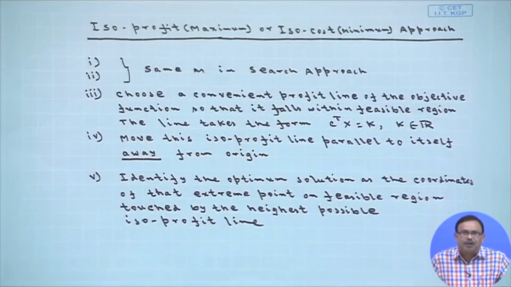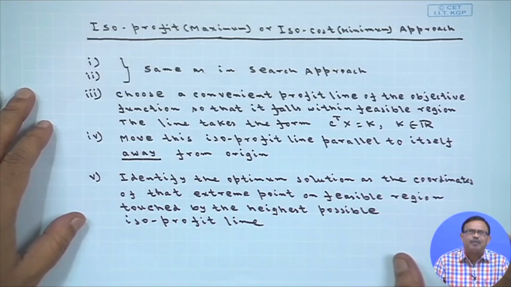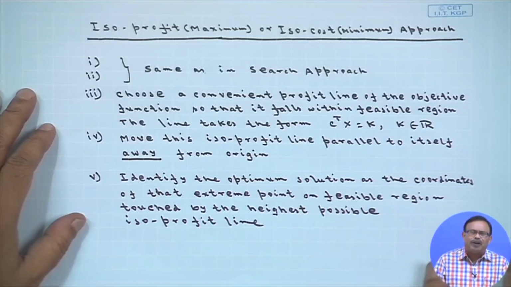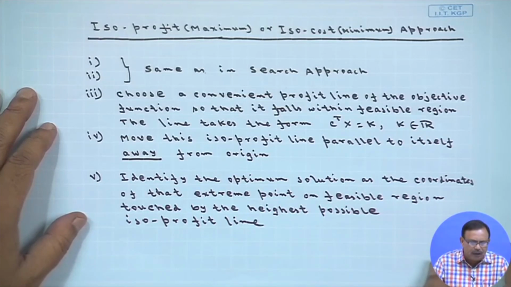Here point number 1 and point number 2 are the same as we discussed in the search approach. They are the same, meaning first you make all the inequality constraints into equality constraints, and once I make them equality constraints, I draw the lines. For each constraint I will get a line, and the intersection of those lines will give you the feasible region, and from the feasible region you can calculate the extreme points also, like the others.